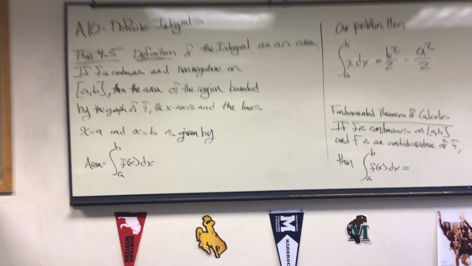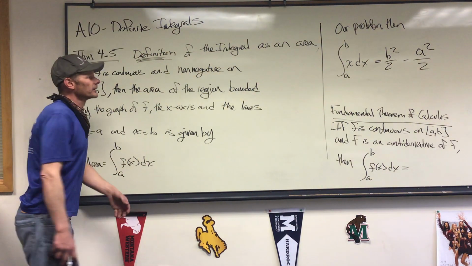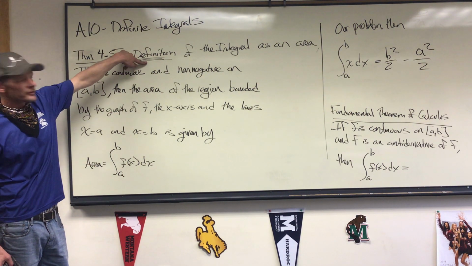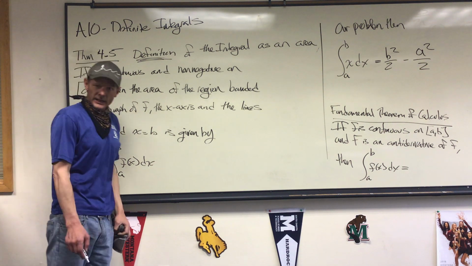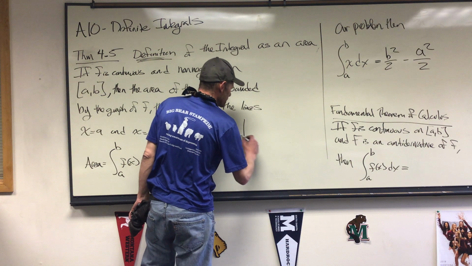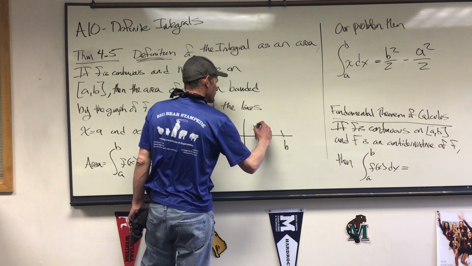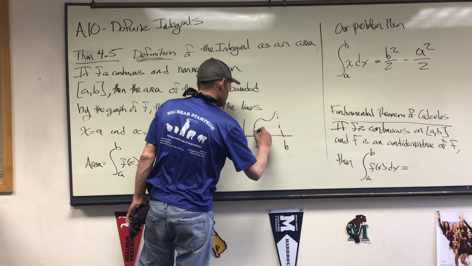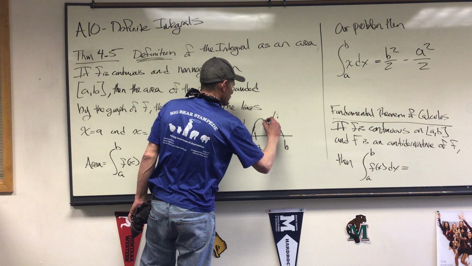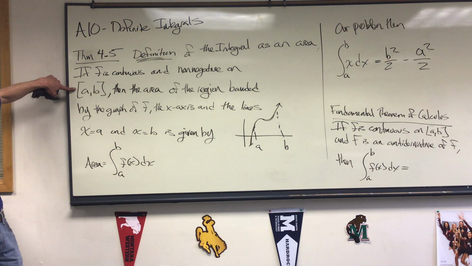Okay, we're back again. Theorem 4.5, this is just a definition. It's a definition of an integral as an area. It says if f is continuous and non-negative on a closed interval [a, b], so it has to be continuous and non-negative on that interval. So maybe I'll just do something like that. So here we have a function that's continuous and non-negative on an interval [a, b].